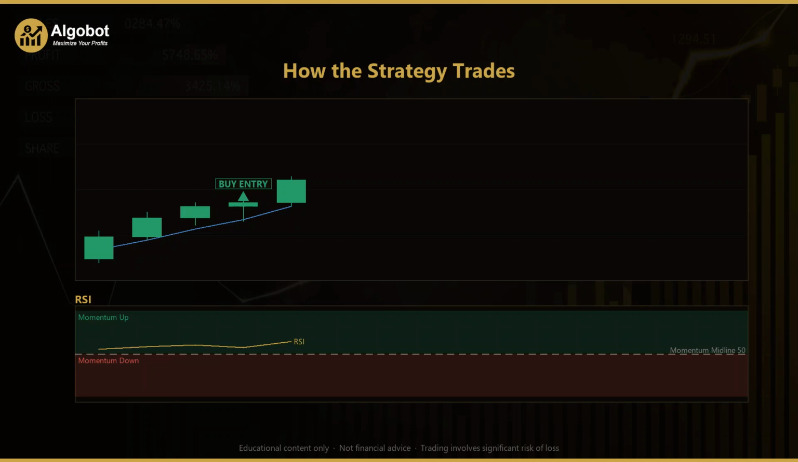Now look at the third candle. Price eases back and its low dips right down to the blue line, testing it. But by the close, the candle has recovered and finished back above the line. That is the pullback and reclaim the strategy is waiting for. In the panel below, the relative strength index is comfortably above the 50 midline, sitting in the momentum up zone, so momentum agrees. All four conditions align, and the buy entry marker appears.